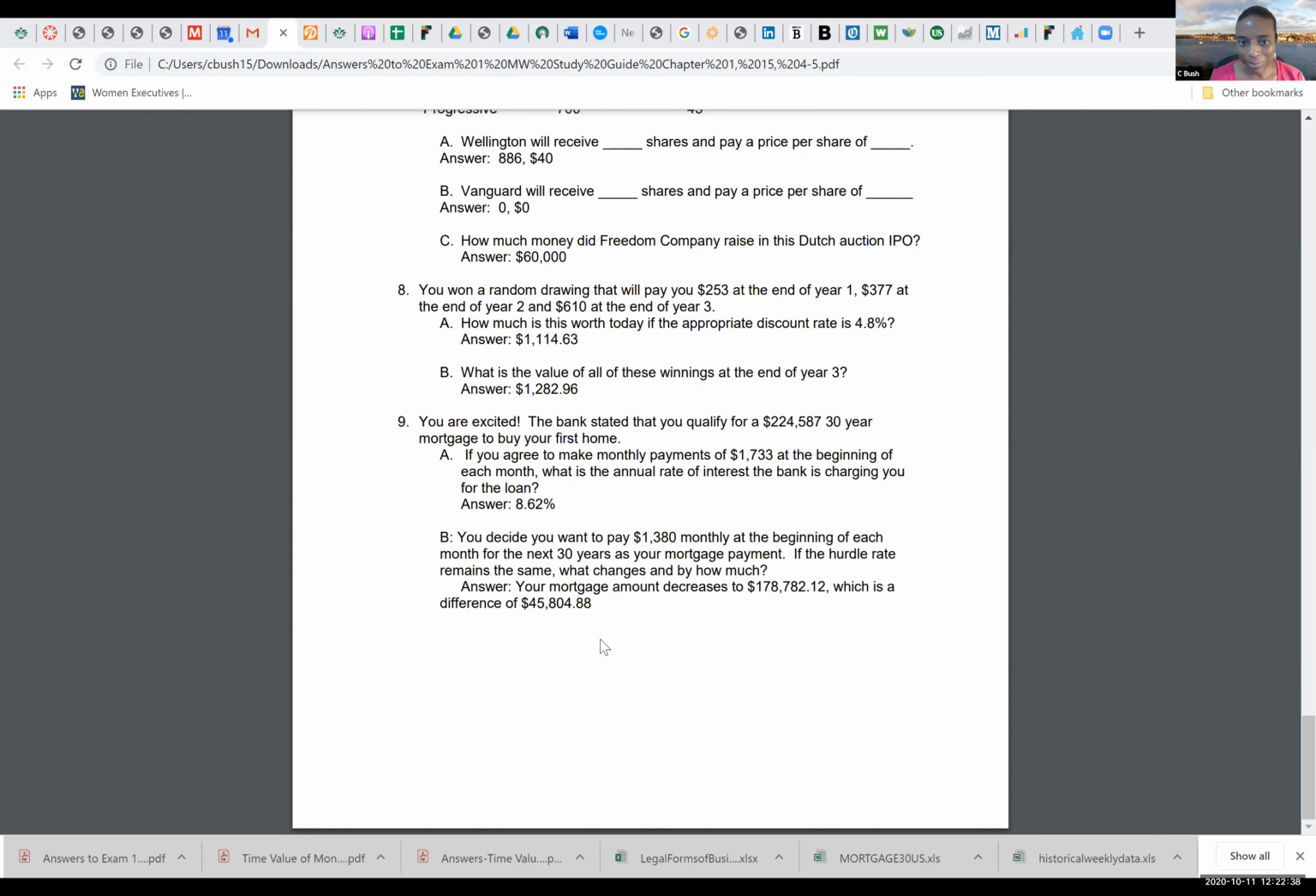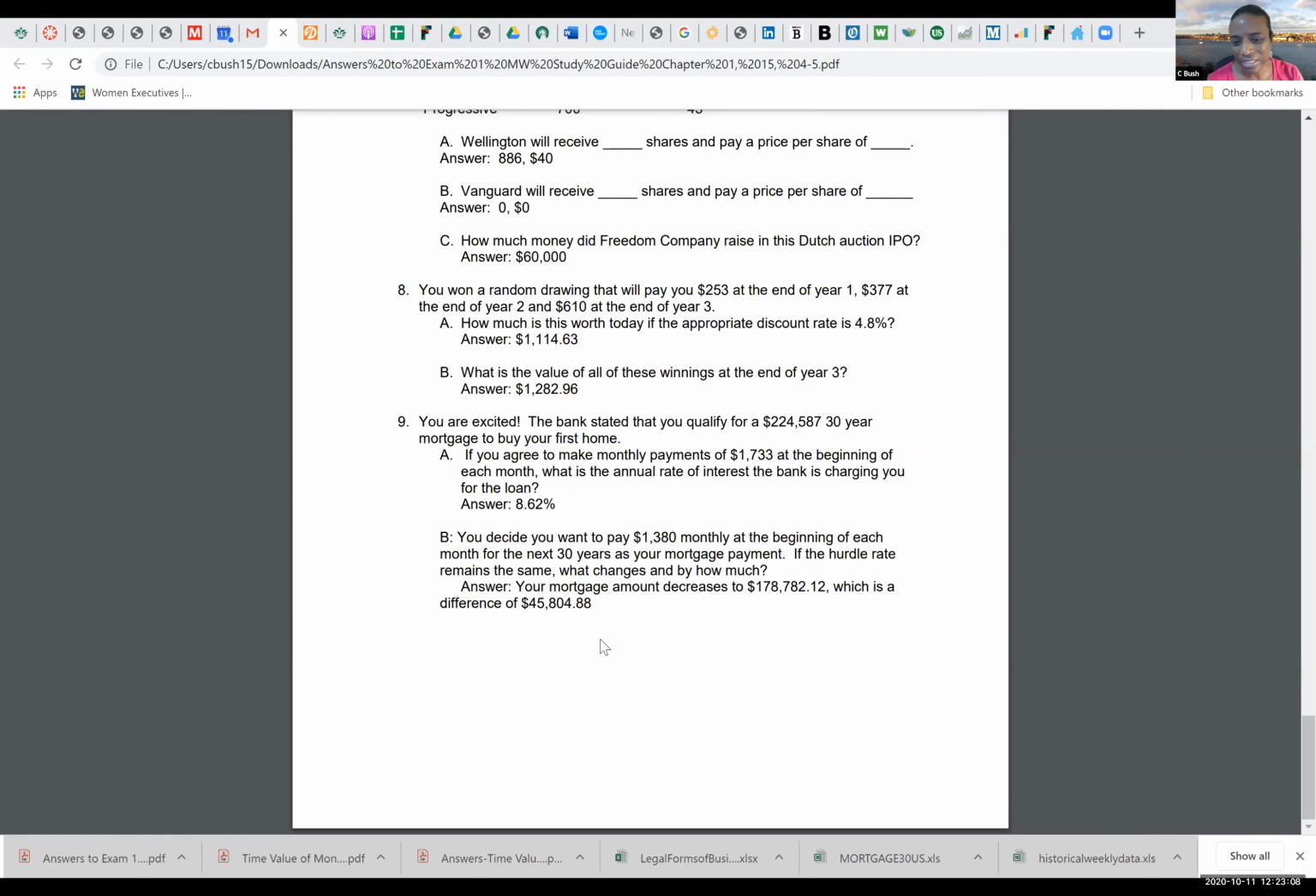So basically, this is following the same problem. You're still borrowing the same amount, so your present value hasn't changed, still $224,587. Your time period hasn't changed either, so your N is still 30 years times 12 months, so your N should be 360. It says your hurdle rate remains the same. Hurdle rate is another way of saying interest rate.